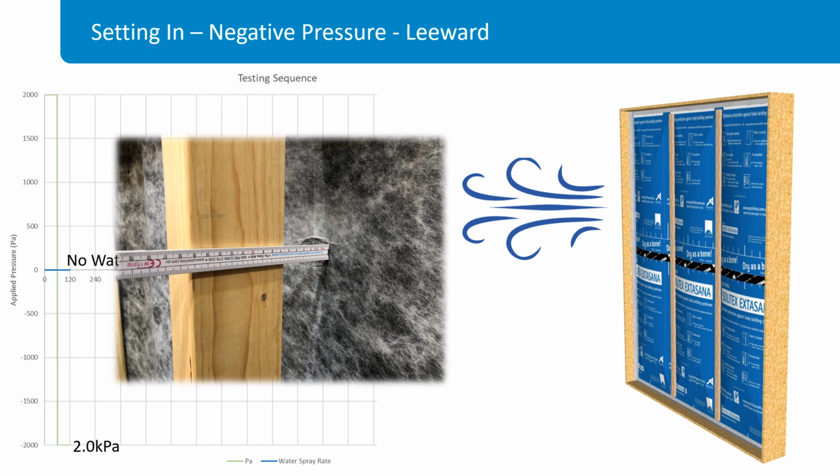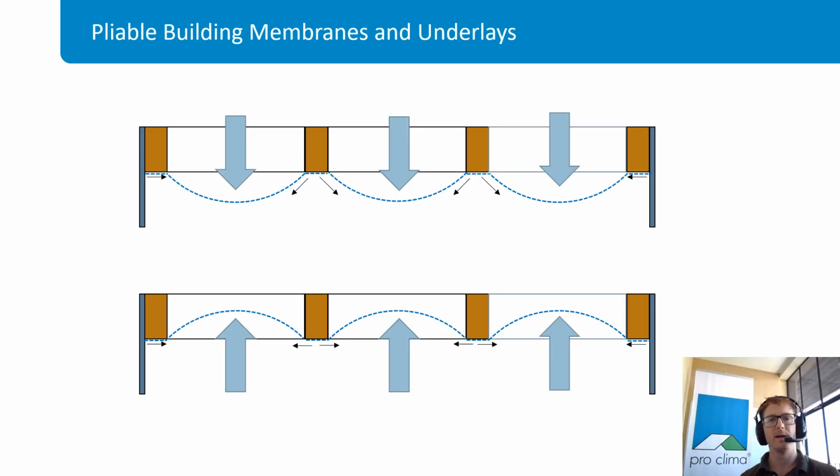And this will always happen with pliable building membranes or flexible building underlays. So you get this scenario where you're sucking the membrane off the wall and deflecting the membrane and stressing the joints, and pushing it onto the wall and stressing the joints in the opposite direction.